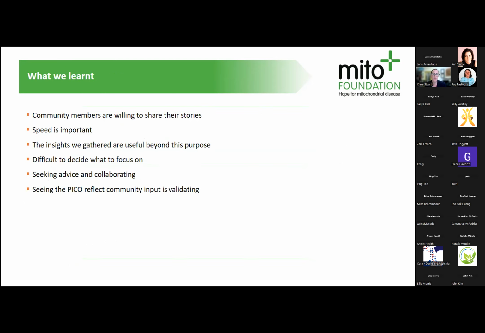I wanted to quickly finish by summarising what we learnt at Mito Foundation from this process. We learnt that absolutely community members are really willing to share their stories, but mostly wanted to share them with us. So we went out to the community and said, this is what's happening, this submission's gone in, we really want you to get involved. We had about 20 or so people contact us as a result of that. Only one person chose to submit independently, and we encourage people to do that.